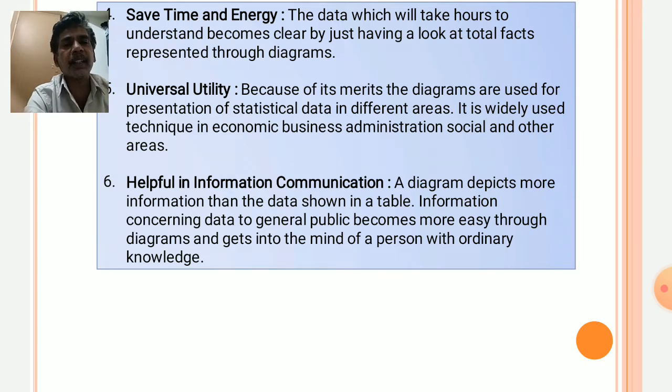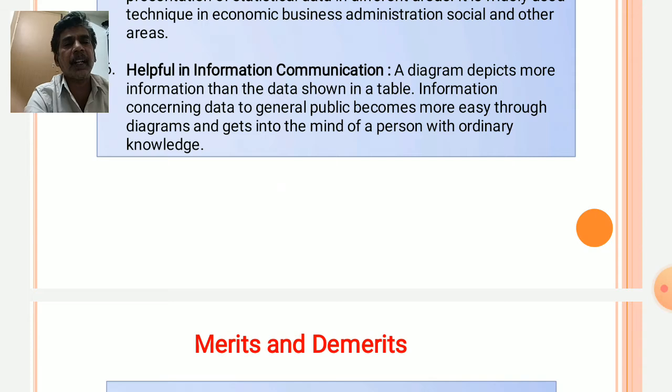Helpful in information and communication, another kind of importance of diagrams. A diagram depicts more information than the data which is shown in a table. Information concerning data to the general public becomes easier through diagrams, and gets into the mind of a person with ordinary knowledge. So it helps in information communication.